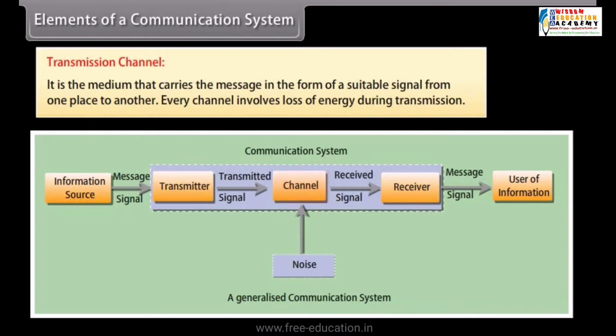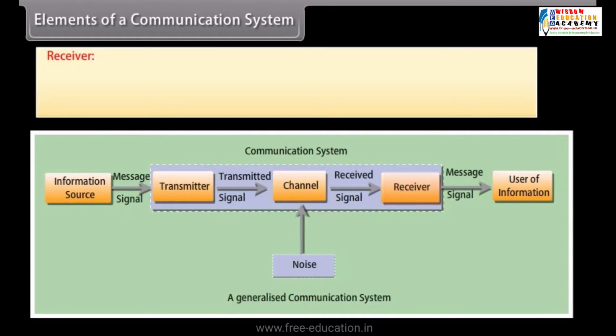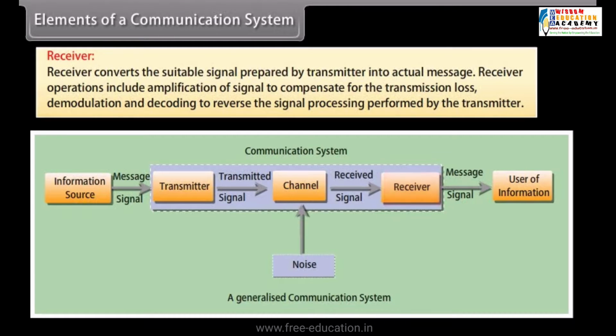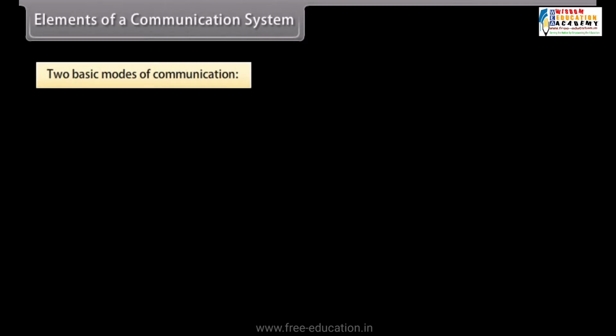Transmission channel. It is the medium that carries the message in the form of a suitable signal from one place to another. Every channel involves loss of energy during transmission. Receiver. Receiver converts the suitable signal prepared by transmitter into actual message. Receiver operations include amplification of signal to compensate for the transmission loss, demodulation and decoding to reverse the signal processing performed by the transmitter.